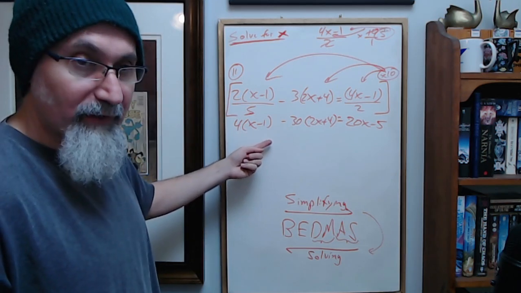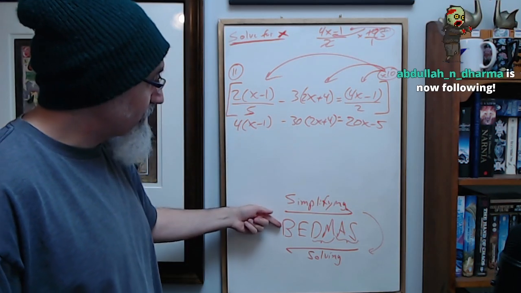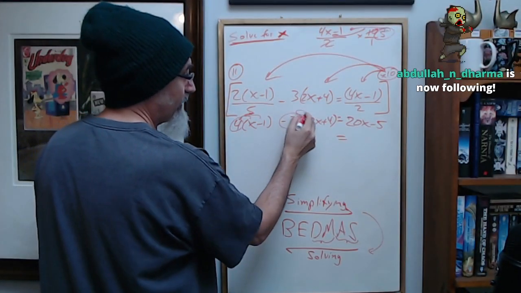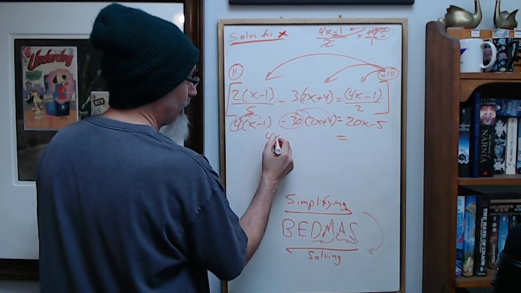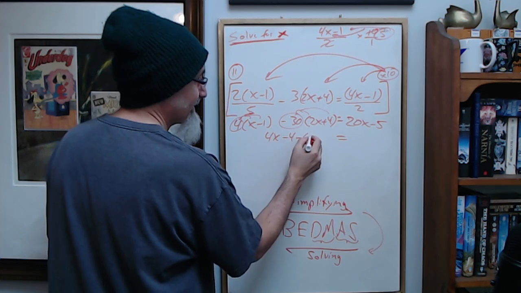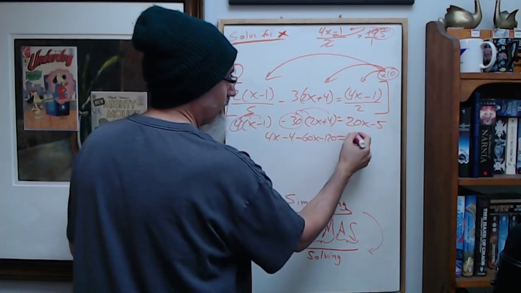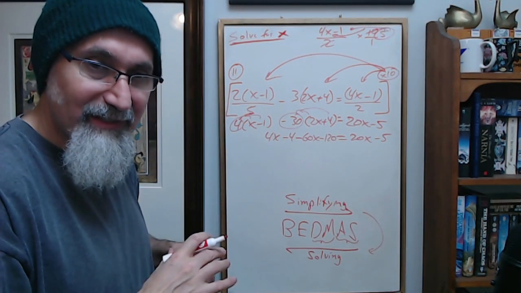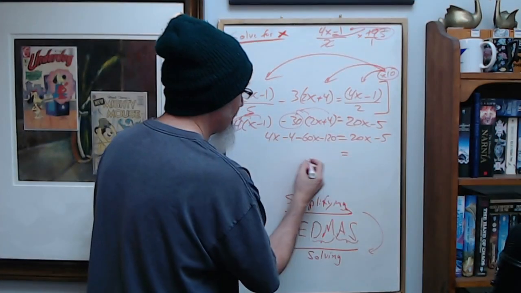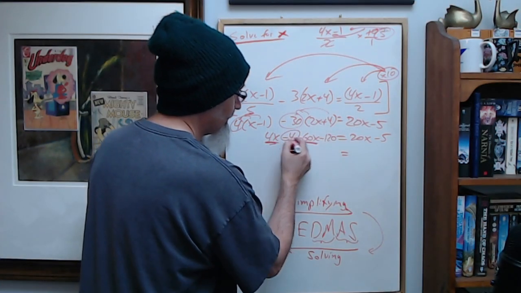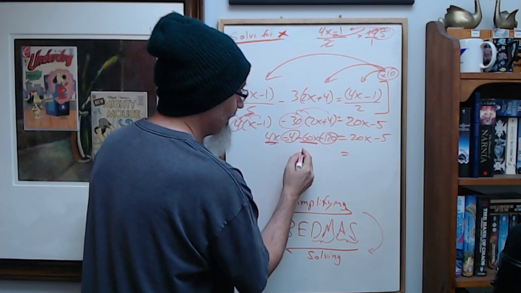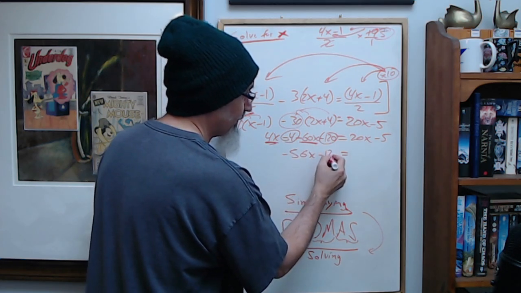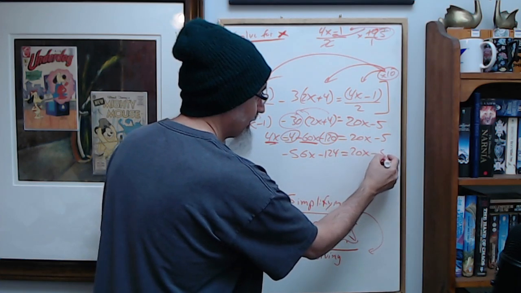Now we've got more simplifying to do. We're going to deal with the brackets first. Line up your equal sign. 4 multiplies in, negative 30 multiplies in. So this is 4x minus 4 minus 60x minus 120. This is 20x minus 5. We're still in the simplifying phase. We're going to simplify each side first. Combine your like terms. 4x minus 60x is negative 56x. Negative 4 minus 120 is negative 124. We've got 20x minus 5.